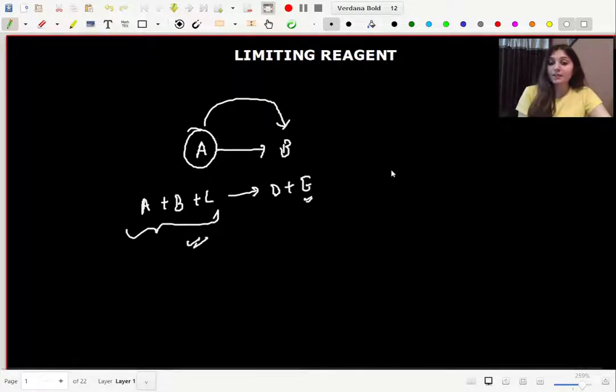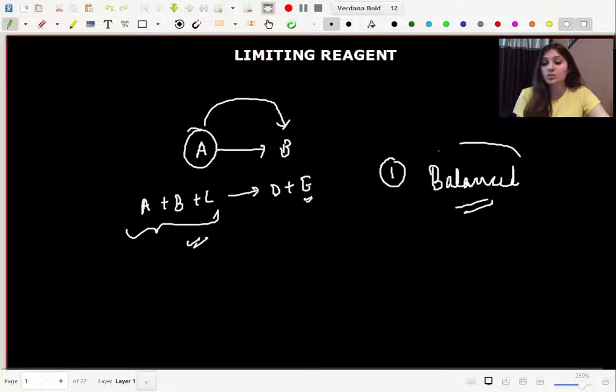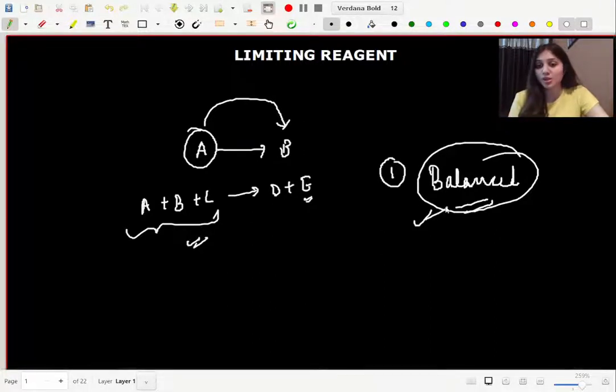Now the first thing I have to always keep in mind is to always use a balanced chemical equation. This is the most important thing, and I don't know how much I should stress on this, because if you are not using a balanced chemical equation, your stoichiometry is not correct, and the answer of course is not going to be correct. So all your efforts are going to be in vain. So first and foremost, use a balanced chemical equation.